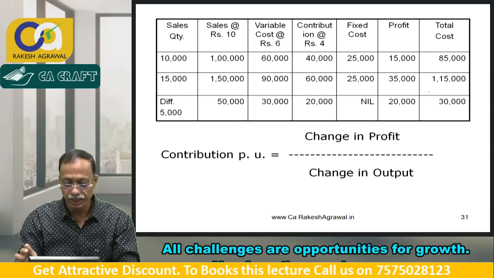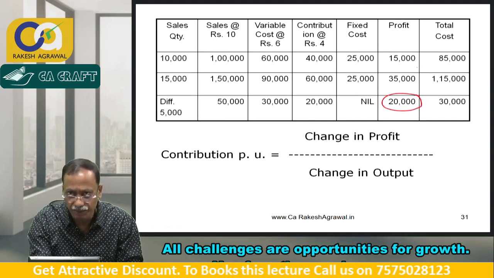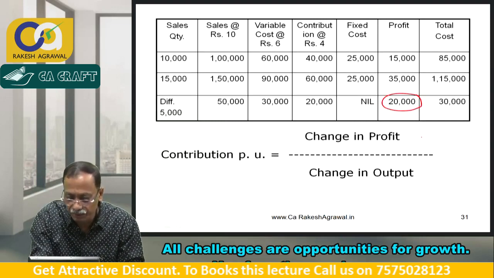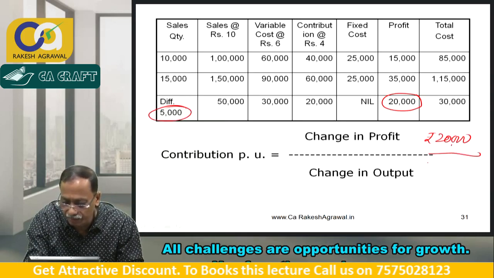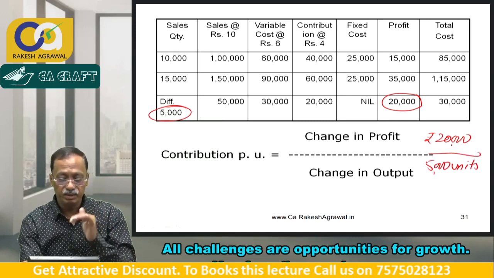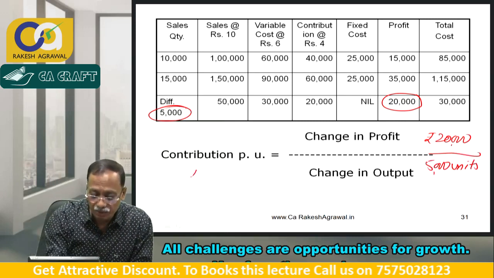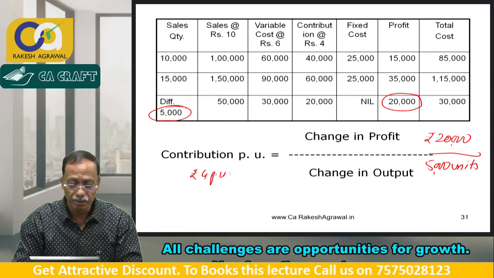Now substitute the data. Change means difference in profit. This difference in profit is rupees 20,000. So change in profit you will write rupees 20,000, and change in output you will write 5,000 units. So divided by 5,000 units. Rupees 20,000 divided by 5,000 units, you will get rupees 4 per unit. So write down rupees 4 per unit as an answer.